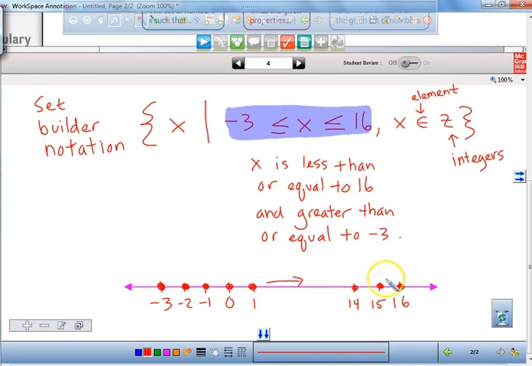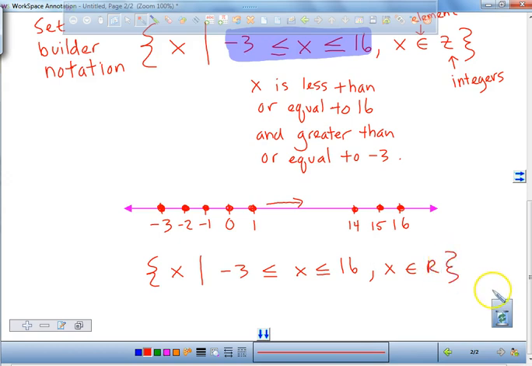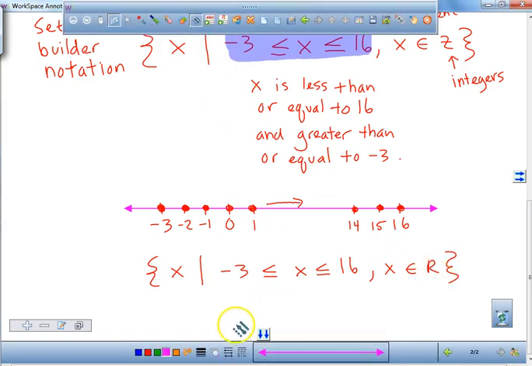Now, you're not used to just plotting points. What do you guys remember doing when it was all real numbers? We used to shade things in between. So let me rewrite this real quick. What if I changed the elements? Everything stayed the same except for one thing. I said x is an element of all real numbers. If x is an element of all real numbers, then the graph looks a heck of a lot different.